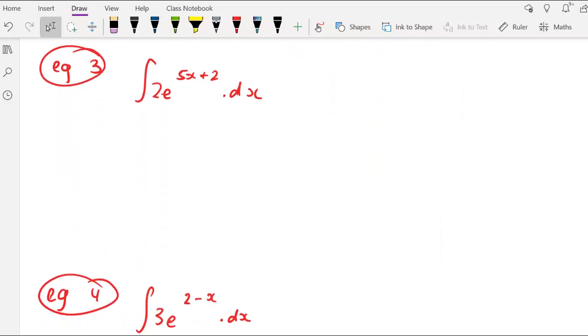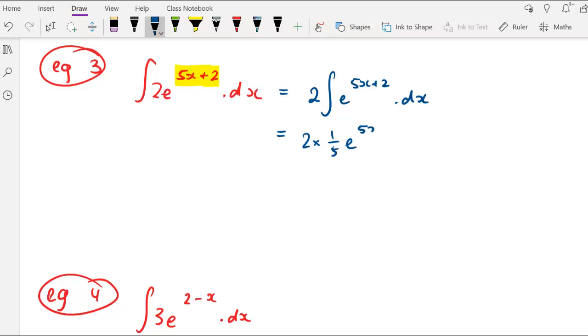When we look at example 3, it is an exponential. This is our internal function. So we've got 2 lots of the integral of e to the power of 5x plus 2 with respect to x, which means we've got 2 multiplied by 1 on a, which will be 1 on 5, e to the 5x plus 2. And don't forget c. So we have 2/5 e to the power of 5x plus 2 plus c. So again, another nice, quick, simple integral. Now they should be really easy to follow like this.